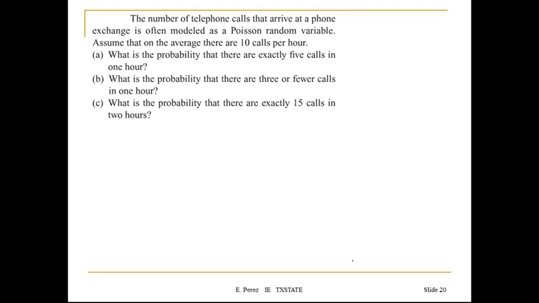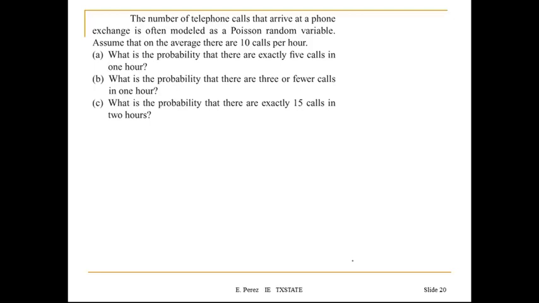In the next example, we have the number of telephone calls that arrive at a phone exchange modeled as a Poisson random variable. Assume that on average there are 10 calls per hour. 10 calls per hour is going to be our lambda. Question A is asking what is the probability that there are exactly 5 calls in 1 hour.